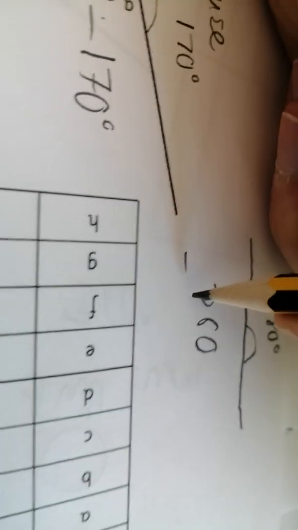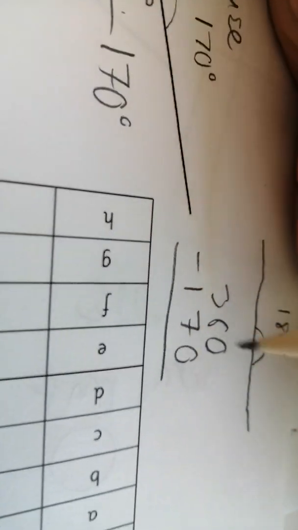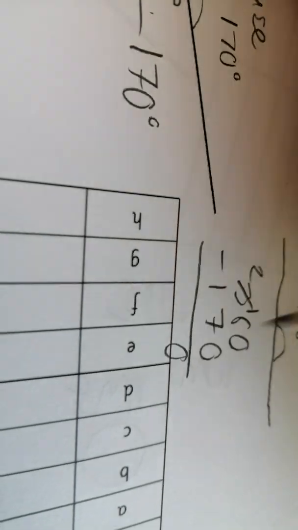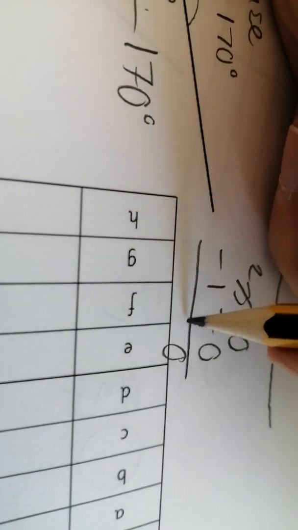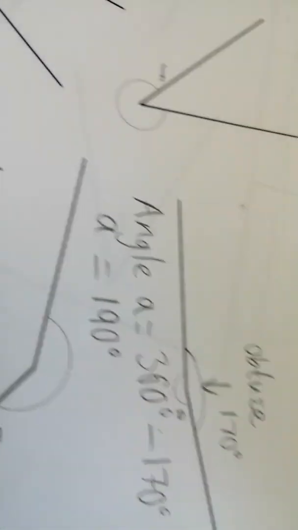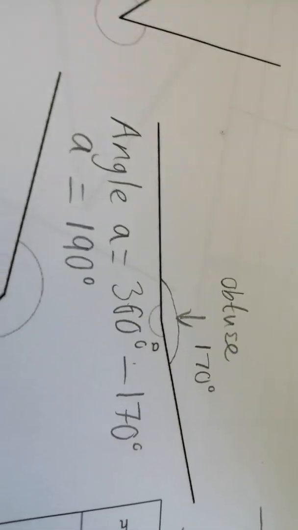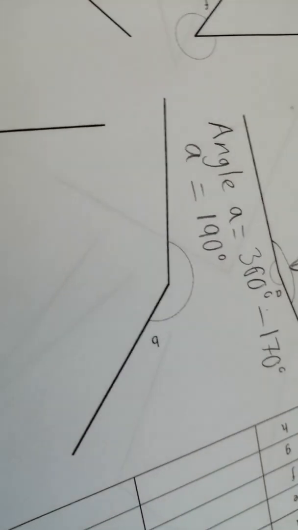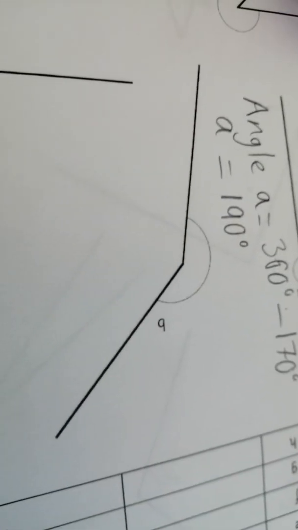Or to do it using a method, we can just exchange here. 16 take away 7, 9, 2 take away 1, 190. So angle A is around about 190 degrees. So let's have a look at some more reflex angles here. So angle B here. So again, this is clearly much bigger than 180 degrees.